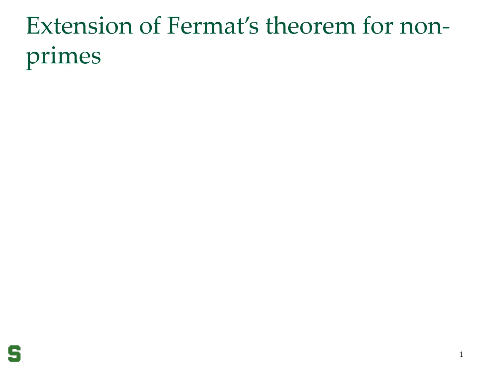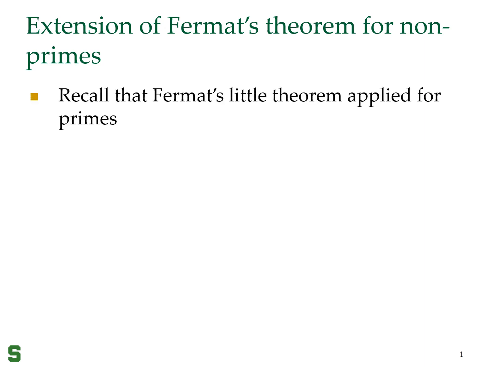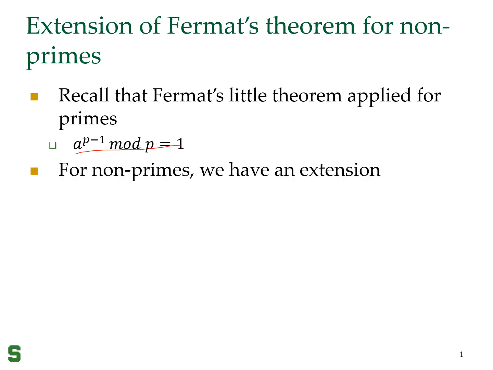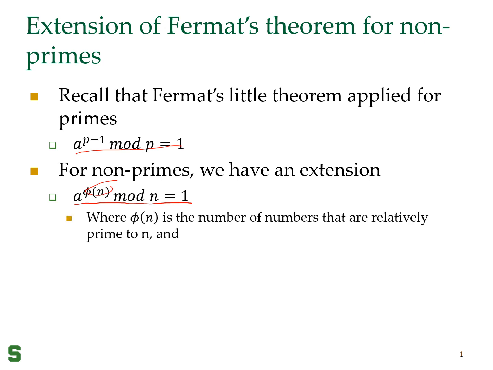Note that we can extend Fermat's little theorem for non-primes as well. We just have to be a little bit more careful. What Fermat's little theorem said was a to the power p minus 1 mod p is 1 if p is a prime. For non-primes, it turns out the theorem we have is a to the power phi(n) mod n is equal to 1, where phi(n) is the number of numbers that are relatively prime to n.